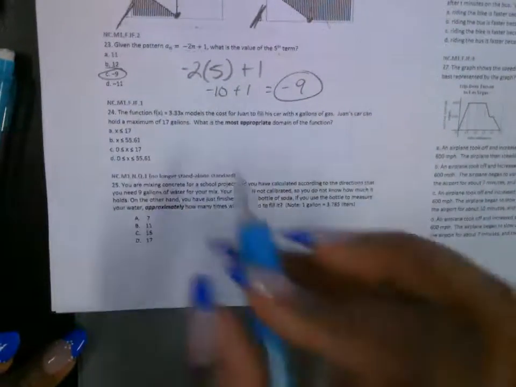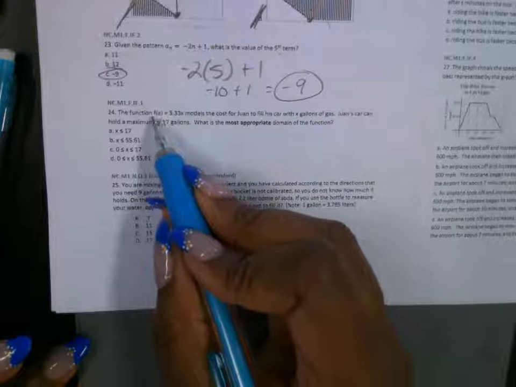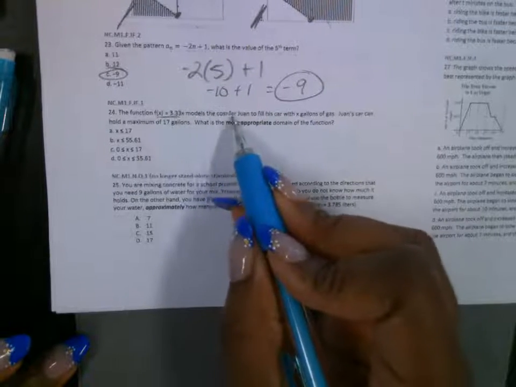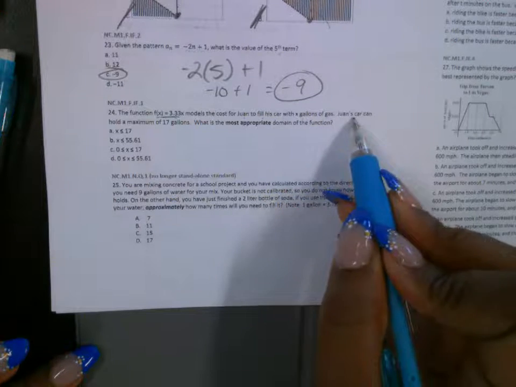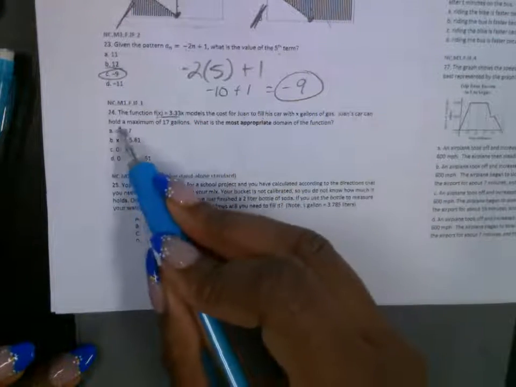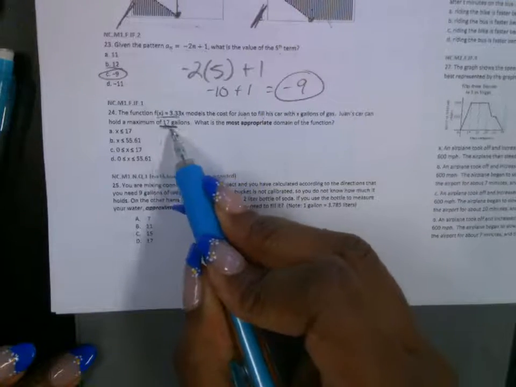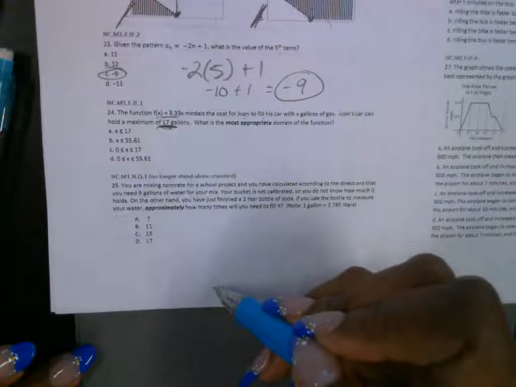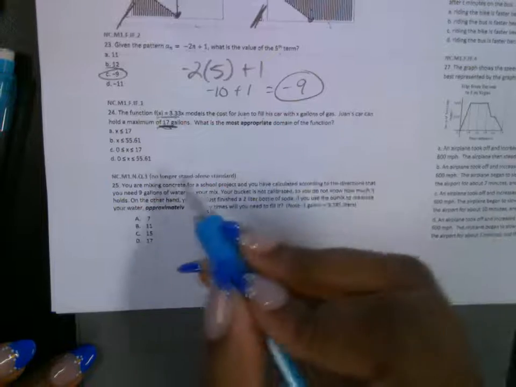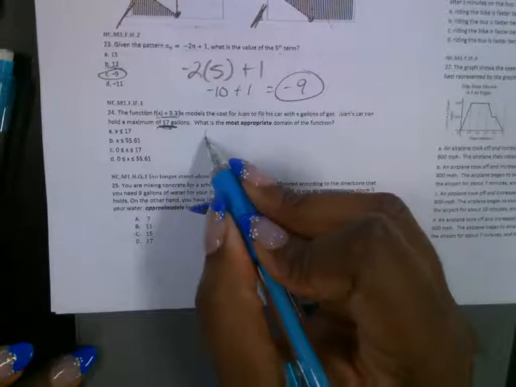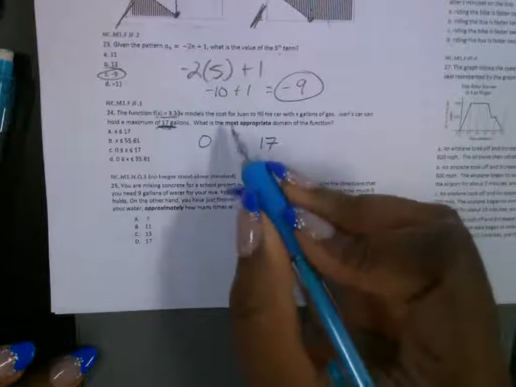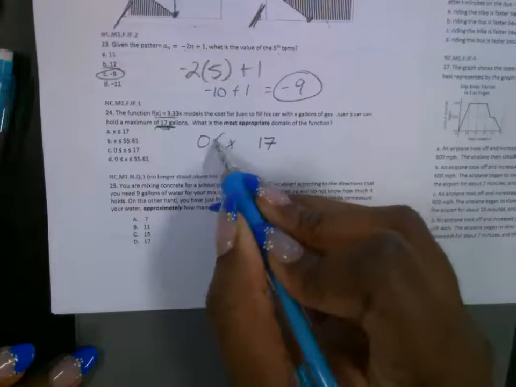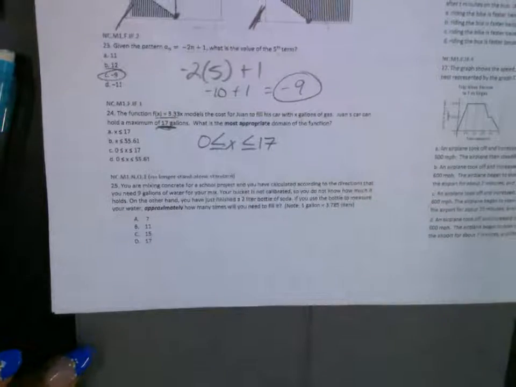All right, let's look at this one. This is the function right here. It models the cost for Juan to fill his car with x gallons of gas. Juan's car can hold a maximum of 17 gallons. What's the most appropriate domain? So it can hold from 0 to a maximum of 17. So we have x in the middle, less than or equal to, less than or equal to. Okay. So that's going to be C.